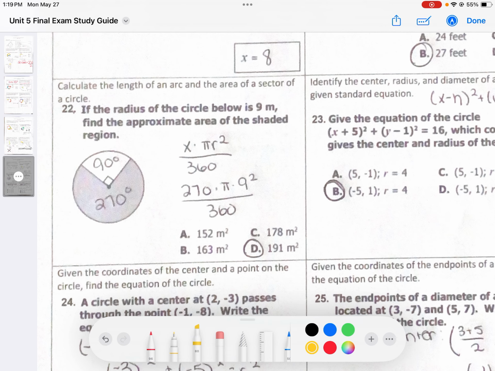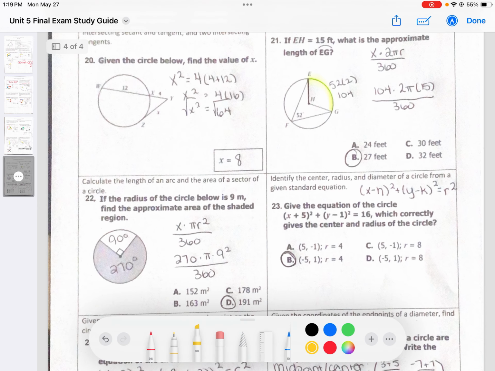Times pi times radius squared. Pi radius squared is the area of a circle. And once again, we're talking about part, because we're talking about the area of part of the circle, not the entire circle. So that's where 270 divided by 360 comes in, because that part is 270 degrees of the 360, right? Times the area of the circle. Same thing with 21, right?